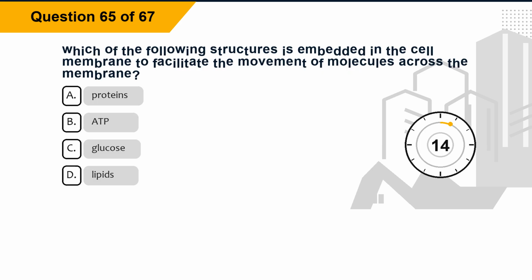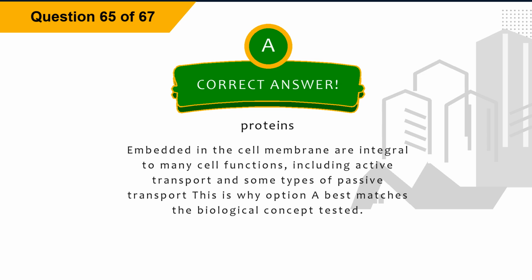Question 65. Which of the following structures is embedded in the cell membrane to facilitate the movement of molecules across the membrane? Option A, proteins. Option B, ATP. Option C, glucose. Option D, lipids. The correct answer is option A, proteins. Explanation: proteins embedded in the cell membrane are integral to many cell functions, including active transport and some types of passive transport. This is why option A best matches the biological concept tested.